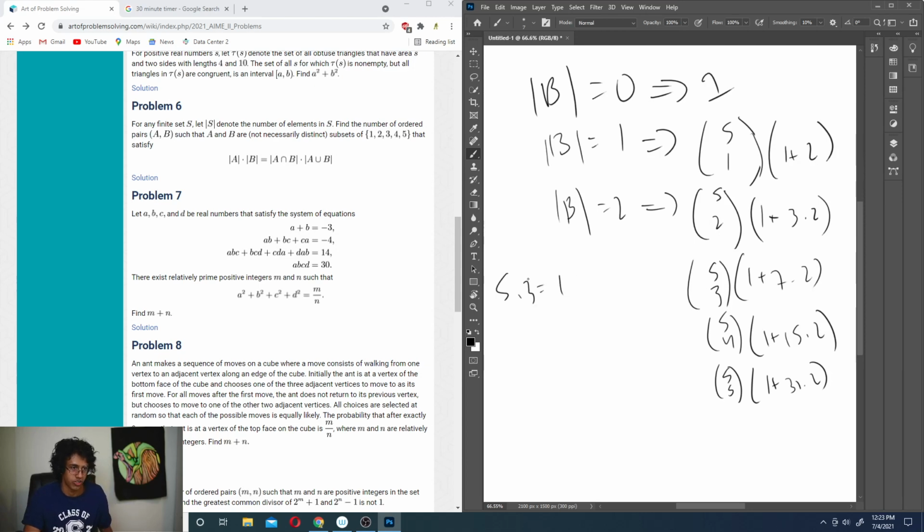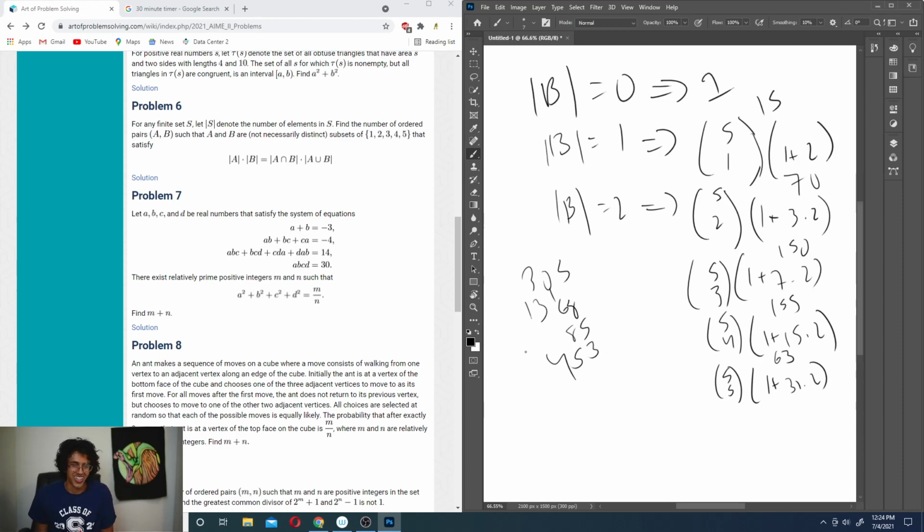5 times 3 is 15. 5 times 4 over 2, 10, times 7, 70. Then 10 times 15 is 150. Then 5 times 31, 155, and then 1 times 63. Okay, so if we just sum these up, we should get our answer. 305, 368, add in these, 385, 453 is what we got. I don't know if that's right. That's kind of sus. Oh, shoot, we almost forgot to add 1.